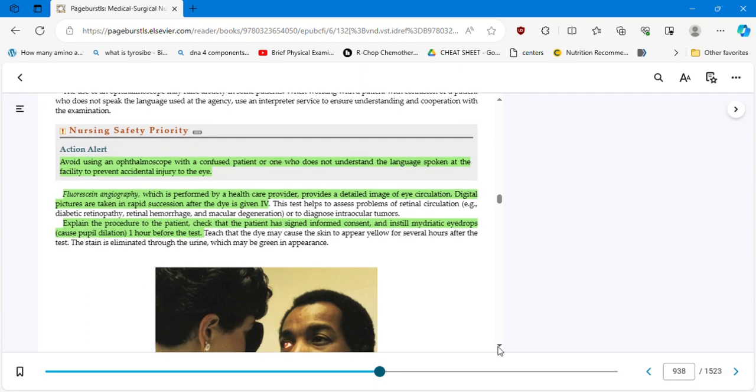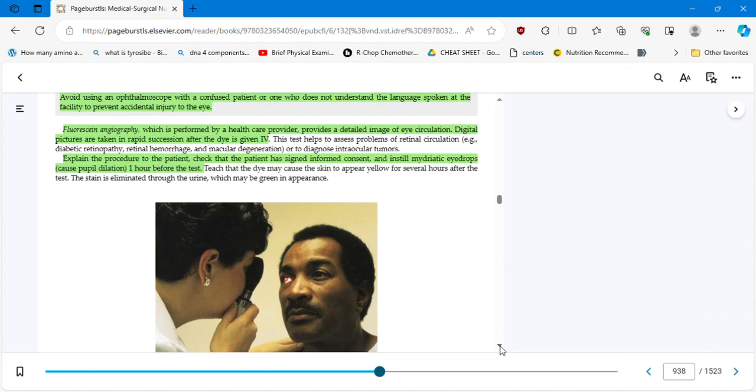And nursing safety priority: using an ophthalmoscope with a confused patient is a no-no, or with one who does not understand the language spoken at the facility, to prevent accidental injury to the eye. Make sure the patient speaks English or understands your instructions correctly.